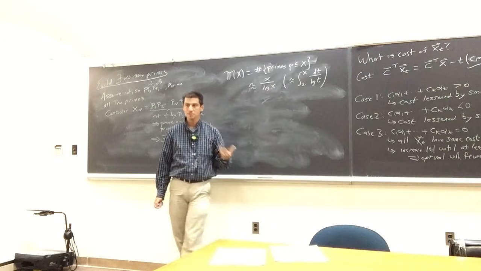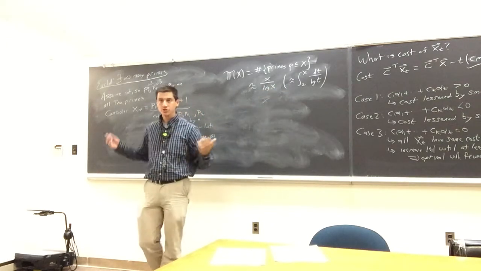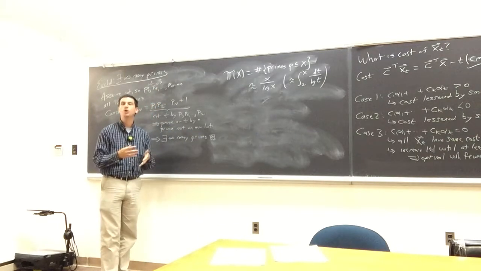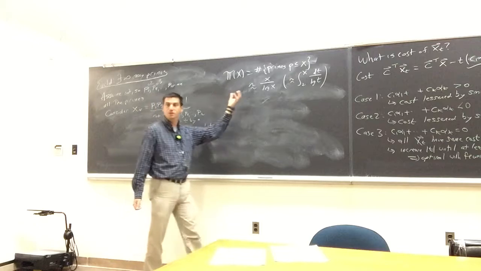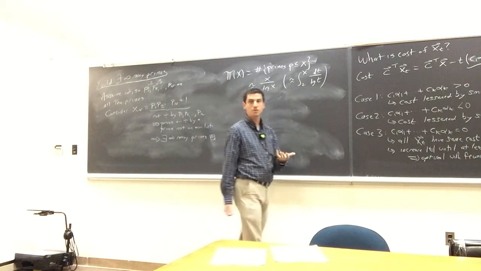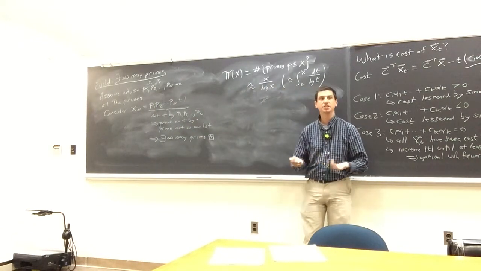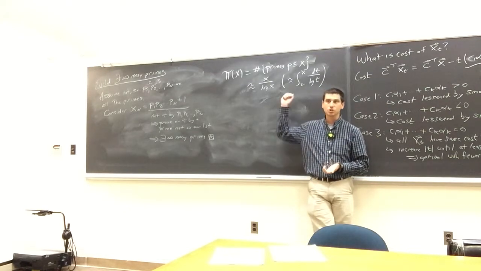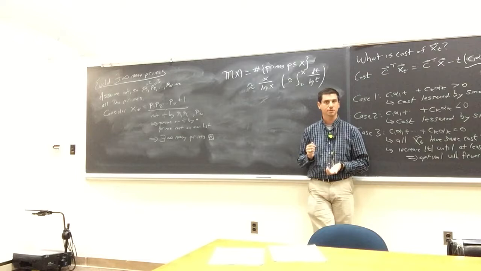The density of primes up to x is about 1 over log x. So the density is going to 0, but slowly. It's going to 0 like 1 over log. Whereas if you consider perfect squares, the number of perfect squares up to x is about root x. The density would be 1 over root x, which is going to 0 very fast. So there's a lot more primes than perfect squares.